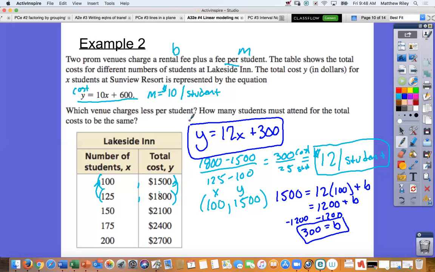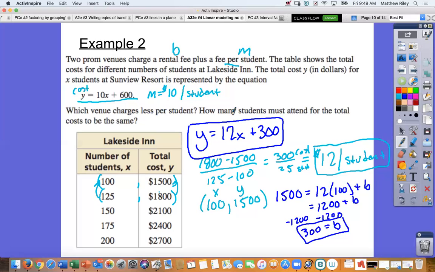Okay. So let's look at this again. Answer the questions. Which venue charges less per student? Well, Sunview charges $10 per student and Lakeside charges $12. So the answer to the first one would be Sunview. Remember, if this were a standardized test, explain your answer. Don't just say Sunview. Sunview charges less because they charge $10 per student and Lakeside charges $12 per student.